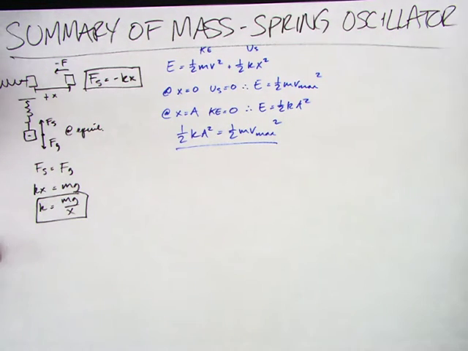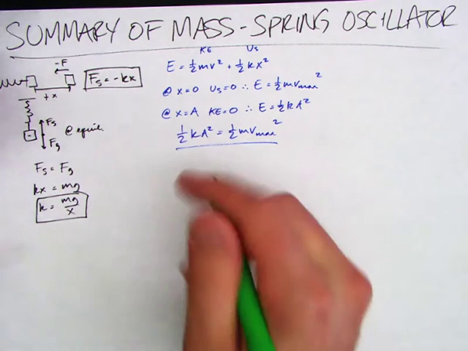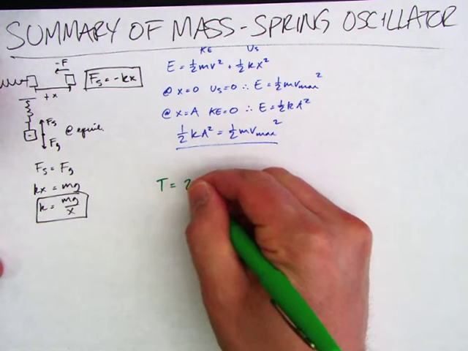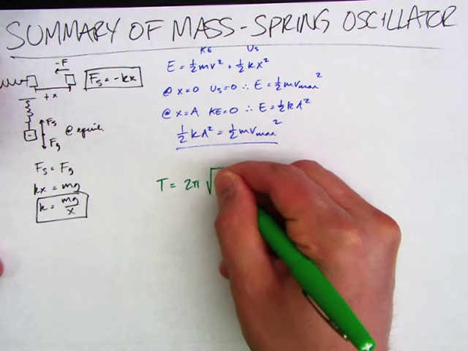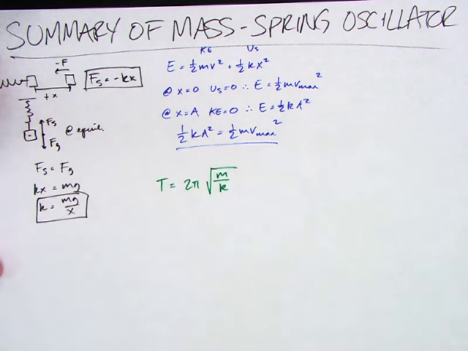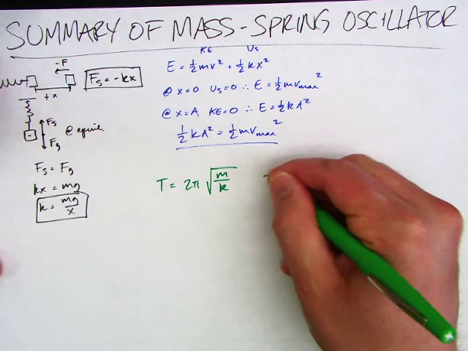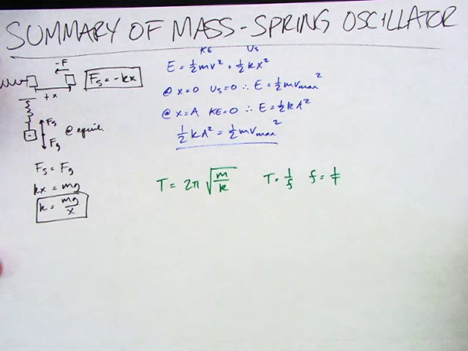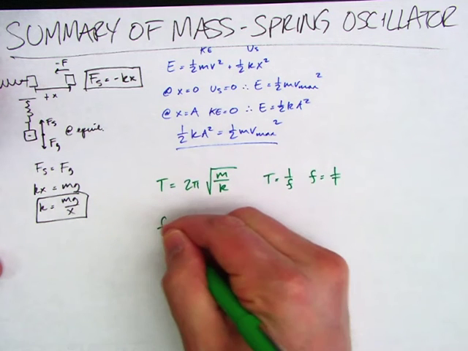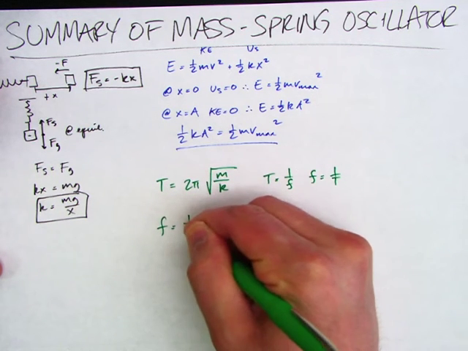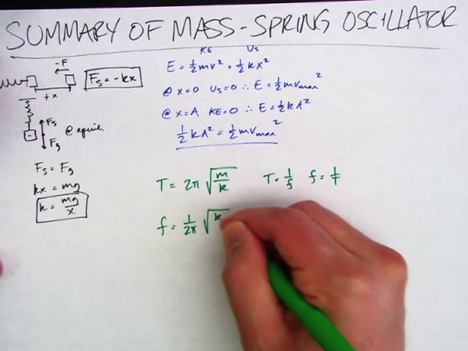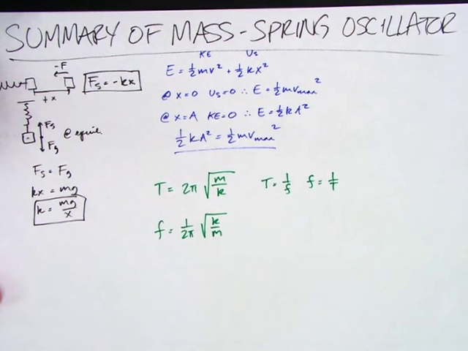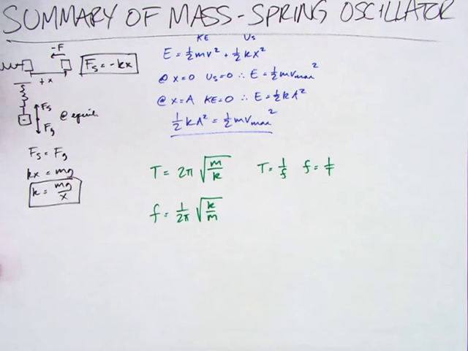The period, we found, depends upon k and the mass. So the period of oscillation for a mass spring system is 2 pi times the square root of the mass over the k value. And since the frequency is the inverse of the period, if I invert this, I get that the frequency is 1 over 2 pi times the square root of k over m. So there are two more formulas and expressions that are important for solving mass spring problems, the period and frequency relationships.